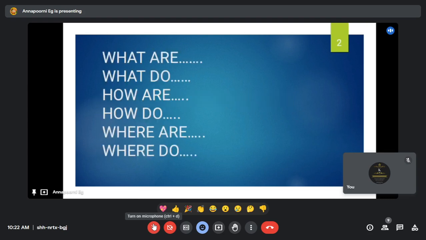And in today's class, we are studying has, have, and had. But before that, we are just looking into these phrases also. So we will begin with this: what are, what do, how are, how do, where are, where do. Before studying has, have, and had, we will see some small phrases in English which are commonly used in our daily conversation, but often we commit mistakes in this section.